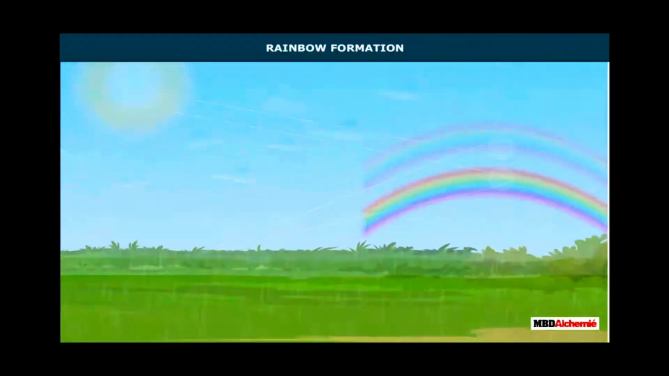Another fun fact about refraction is that it happens twice during the rainbow forming process. The first time is when light enters the raindrop. The second time is when light exits the water droplet and bends again. That's called the second refraction.